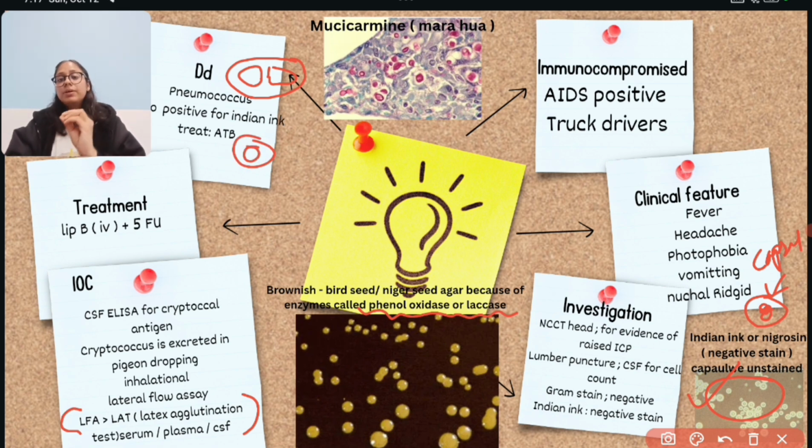So this is how you are going to differentiate whether it is cryptococcal or pneumococcal. They will definitely give you some kind of hint which will tell you that it is going to be pneumococcus. And also one more point, pneumococcus is also positive for Indian ink. Now, if they give Indian ink, please do not get confused, because Indian ink is positive for both of them, because this is also a capsulated organism.